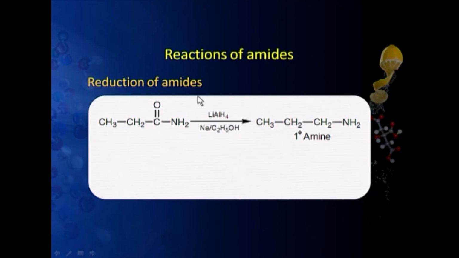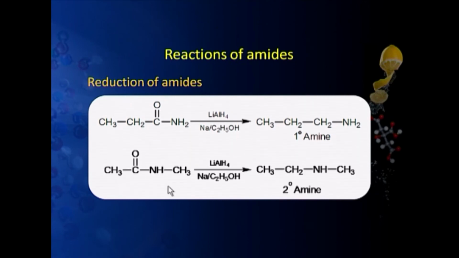Then reduction of amides. In amides, this CO group is reduced into CH2. So, again we get primary amines from the primary amides, but here our amine will have the same number of carbon atoms as in the starting amide. And the reducing agents which are generally used are lithium aluminum hydride or sodium in presence of ethanol. If we have any secondary amide here, we will get correspondingly a secondary amine here, such as N-methyl ethanamide.